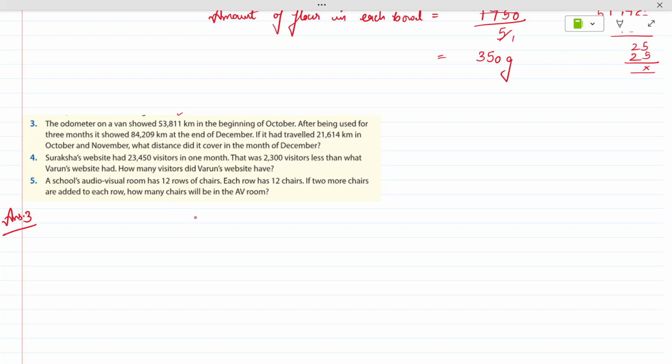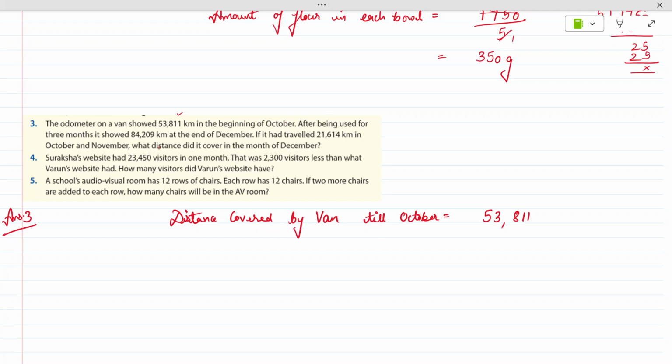So I'm writing simultaneously, distance. If we break down a question into smaller steps and write down the statements side by side, it is very easy to do the maths questions. So I'm writing all the statements as we are going through it. So it is the distance covered by van till October. It is 53,811. And next is after being used for 3 months, meaning October, November and December.